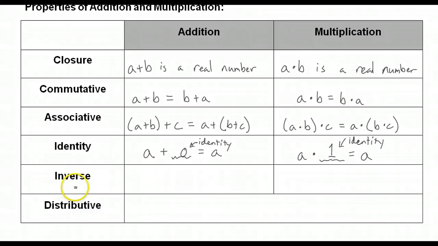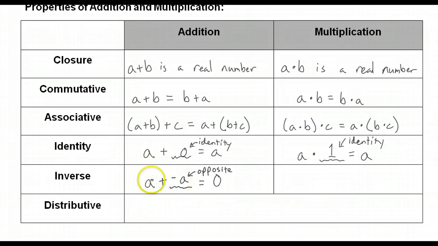The inverse property starts out kind of like the identity property, where I'm going to start with a, I'm going to add something, but this time for an answer, I want to get my identity. So what do I have to add to a to get 0? Well, in addition, I'm going to have to add negative a. A and negative a are opposite. One's positive and one's negative.